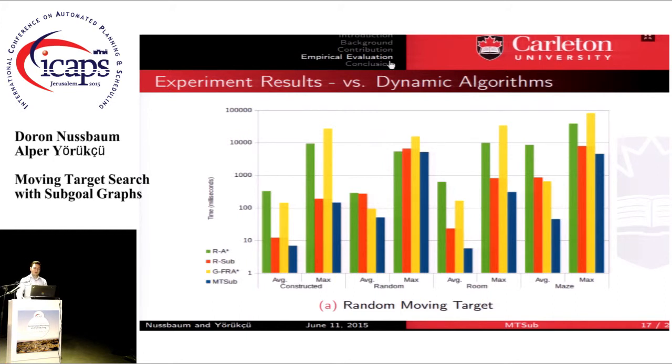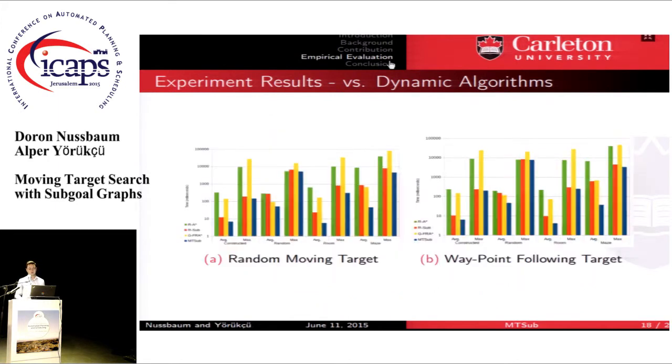And this is my first set of experiments. We are comparing our algorithm against dynamic algorithms in this set of experiments. Our algorithm is indicated with blue color, and as you can see, we are outperforming all the other algorithms. But we are experiencing a performance degradation in the random maps due to the fact that subgoal graphs are not particularly good for random maps.